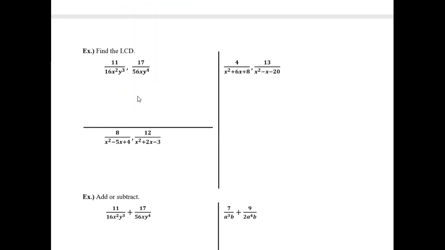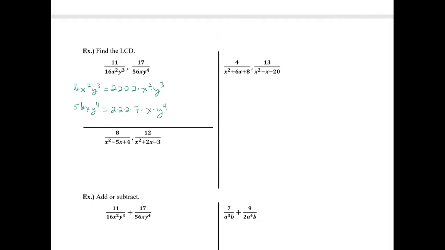Let's dive into this a little bit more. I'm going to go ahead and write this out as 16x squared y cubed and 56x y to the 4th, and then factor them. So 16 is 2 times 2 times 2 times 2. And then we have x squared y cubed. 56 is the same thing as 8 times 7, or 2 times 2 times 2 times 7. Then we have an x and a y to the 4th.